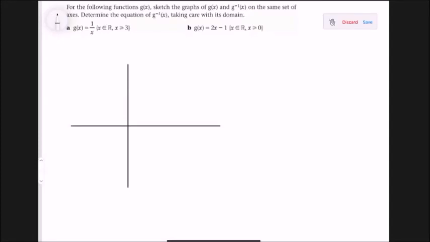Okay, so for part A, we have to sketch this g of x equals 1 by x, which is the fractional graph, the reciprocal graph. So we have these asymptotes on the x-axis and y-axis, but since it overlaps with the x-axis and y-axis, we cannot see this one. The sketch of 1 by x is like this.